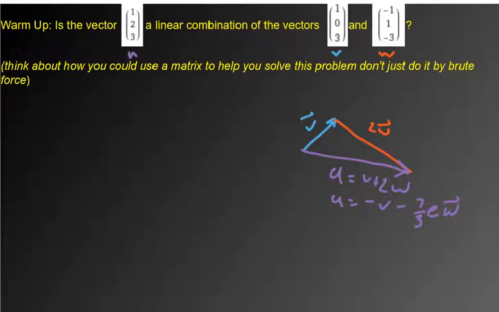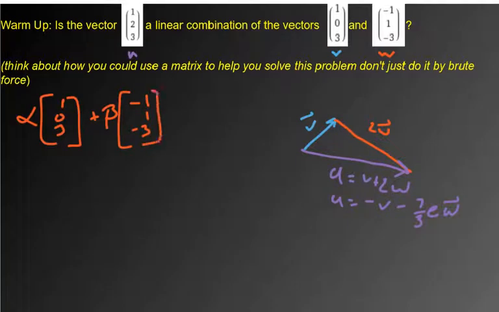So if I set this up, the idea is: can you take some amount alpha of (1, 0, 3) and add to it some amount beta of (-1, 1, -3)? And can that be (1, 2, 3)? And you could guess and check. That's what I say here with the brute force thing. But it is definitely not the way to go. You can actually just turn this problem into a matrix, which is actually the best way to do it.